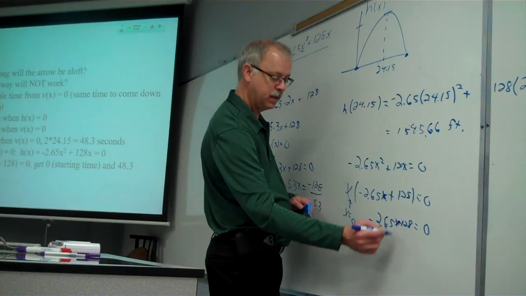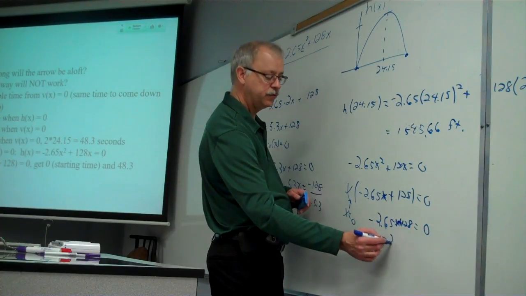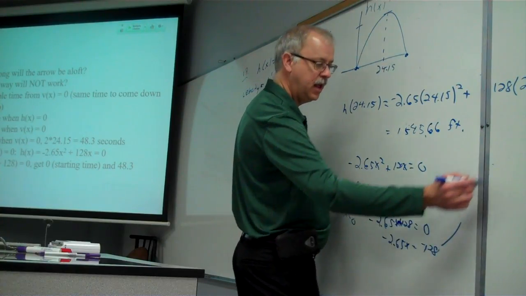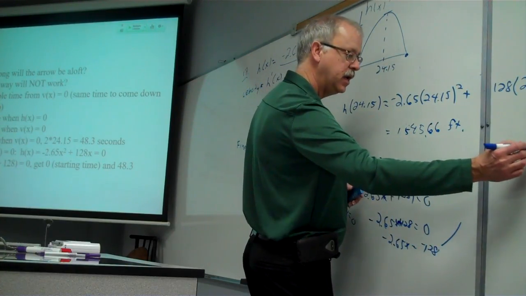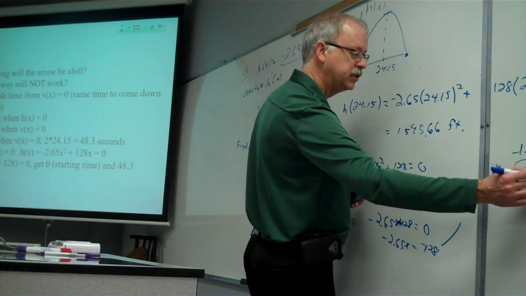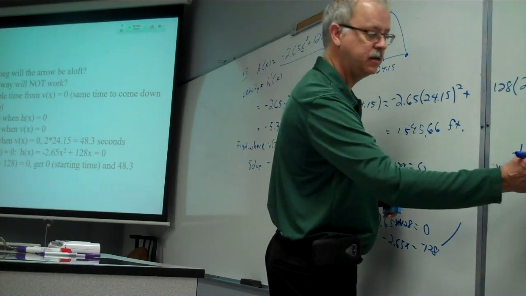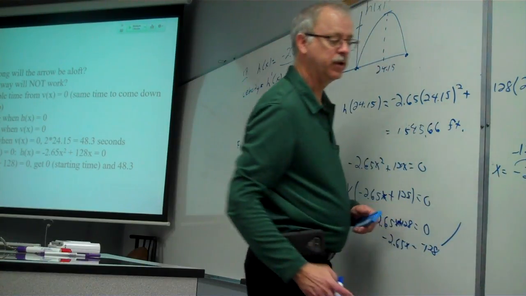X here. So negative 2.65 x equals negative 128. X then is negative 128 over negative 2.65. And we'd end up with the same result of the 48.3 seconds.